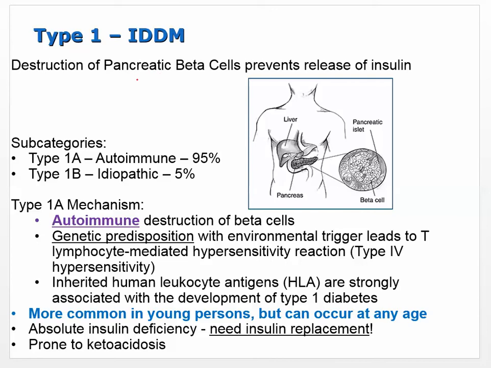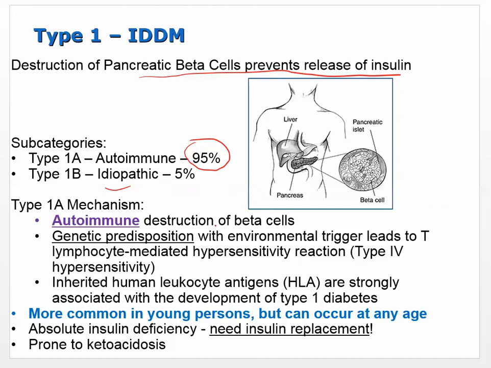Okay, so type 1: destruction of pancreatic beta cells prevents release of insulin. Type 1A, which is most of them, is autoimmune. Type 1B, we don't know. Okay, we just know that beta cells don't produce, or beta cells are missing. We don't know why. That's idiopathic. We're idiots.